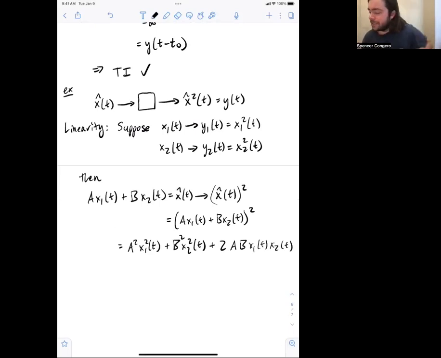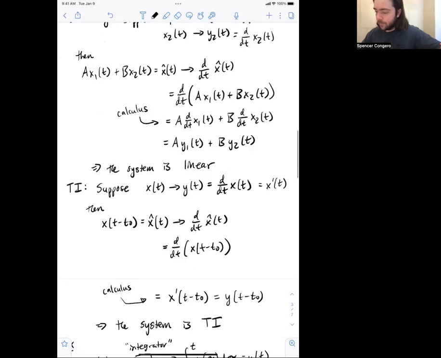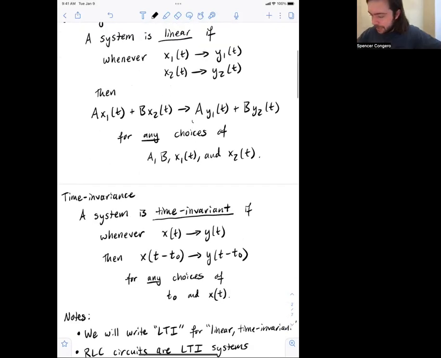I don't see a great way to simplify that any further. So let's jump to the end and ask, what did we want to see if this equaled? We wanted to see if this equaled the same linear combination of the outputs. So let's look at that.